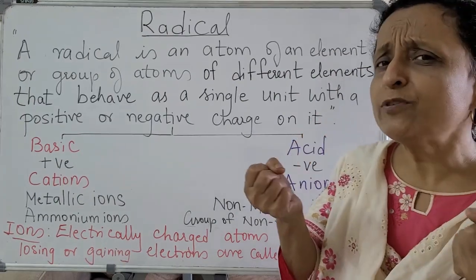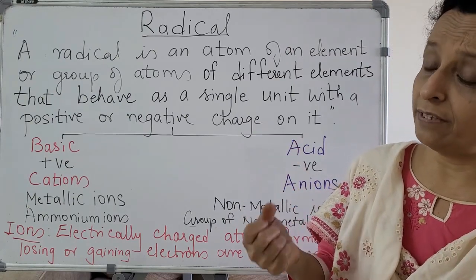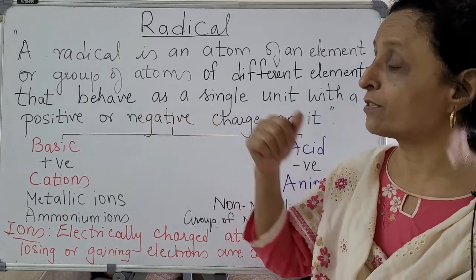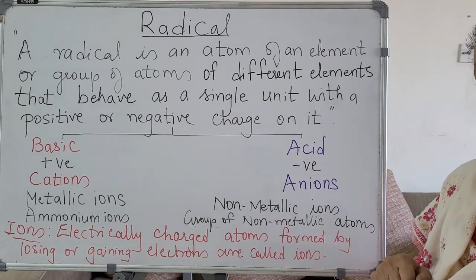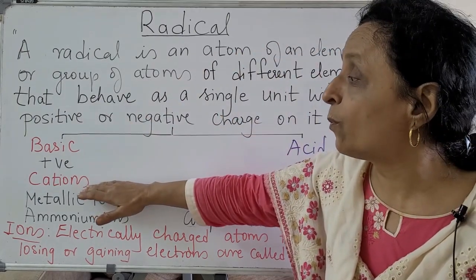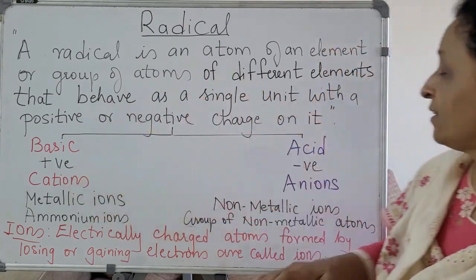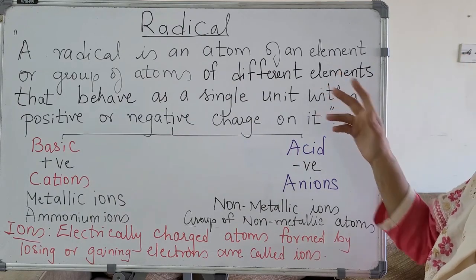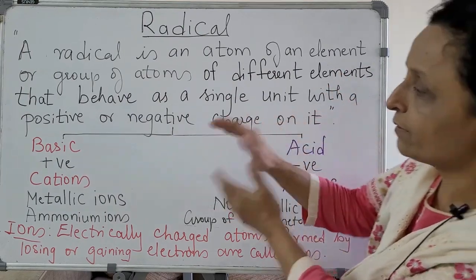So they develop charges, and if they have developed positive charge, it is positive, basic. If they have developed negative charge, it is acidic. Positive radicals are known as cations, negative radicals are known as anions. I hope you have followed this.